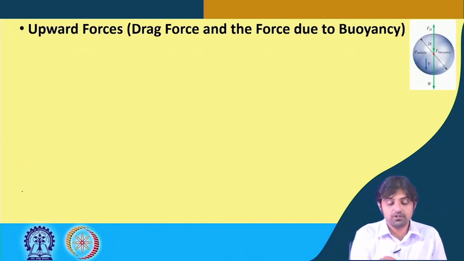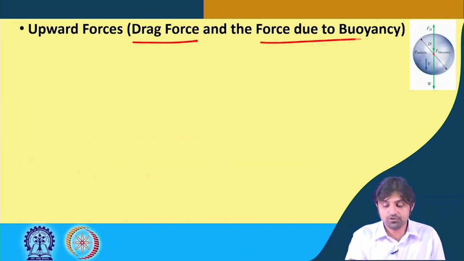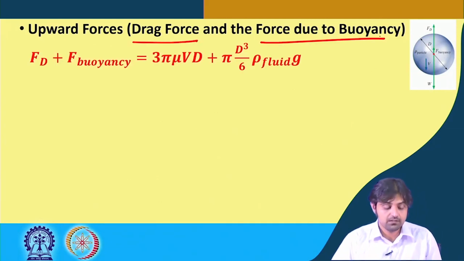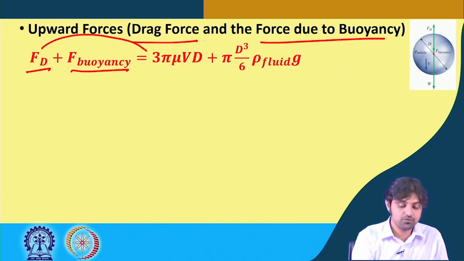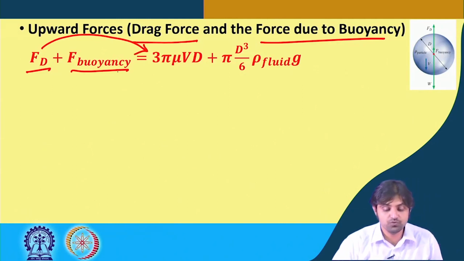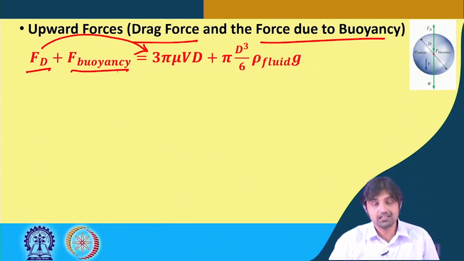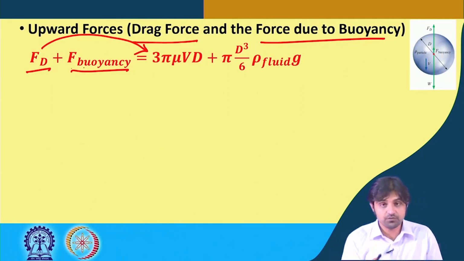What is going to be the upward force? It is the drag force and the force due to buoyancy. So, let us say Fd is the drag force and F buoyancy is the buoyancy force. As we have already seen a couple of slides back, Stokes derived the drag force as 3 pi mu Vd, right, and the buoyancy force is the weight of the liquid displaced by that sphere.